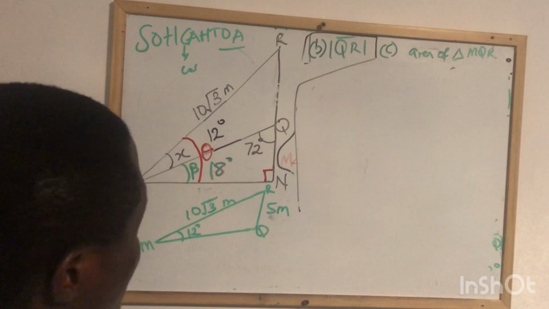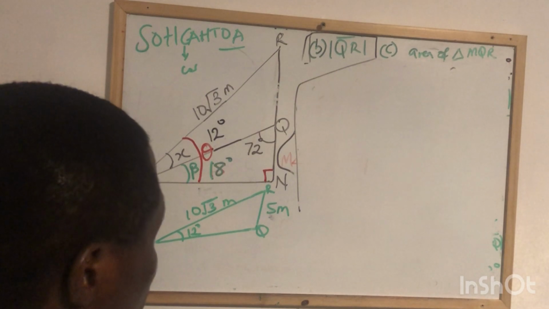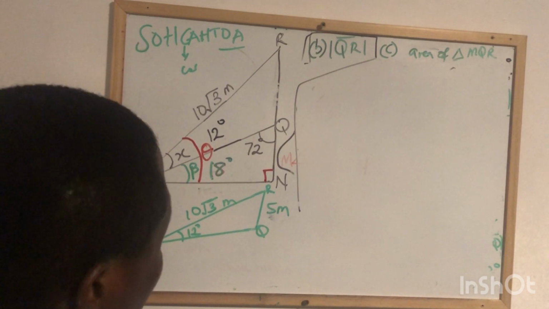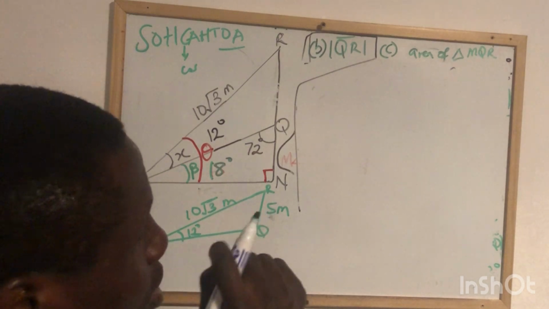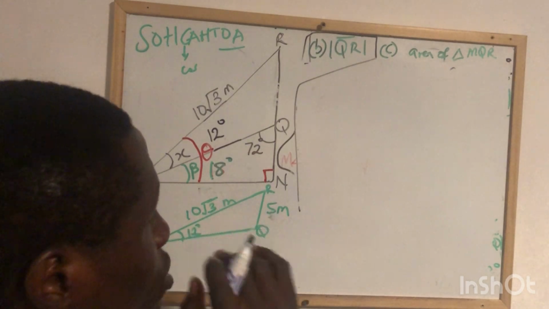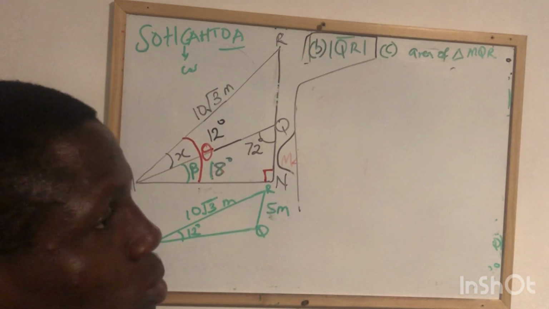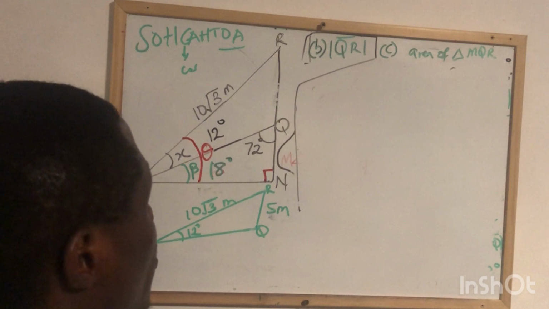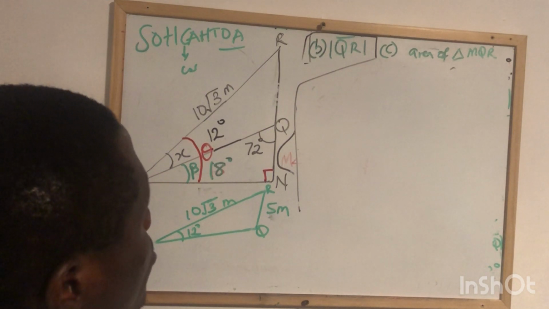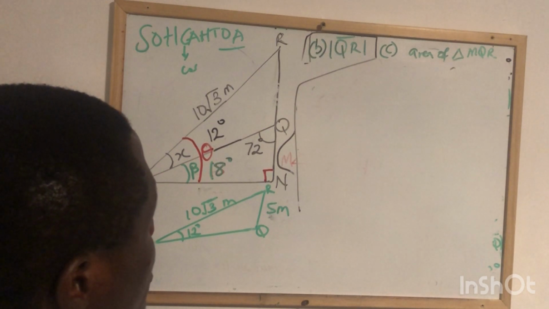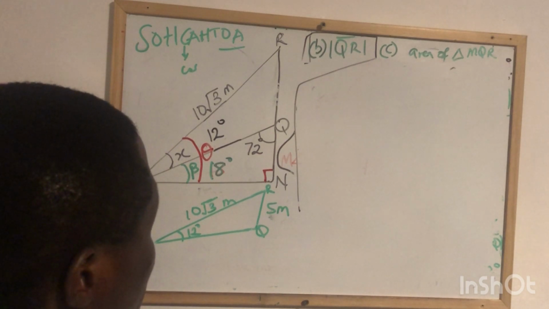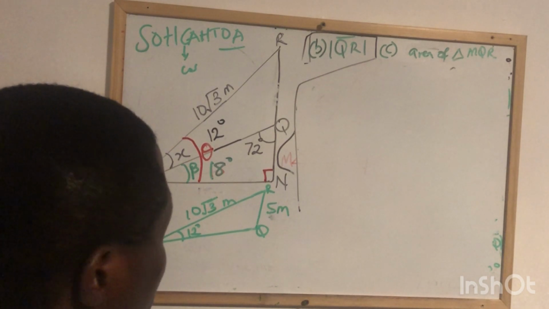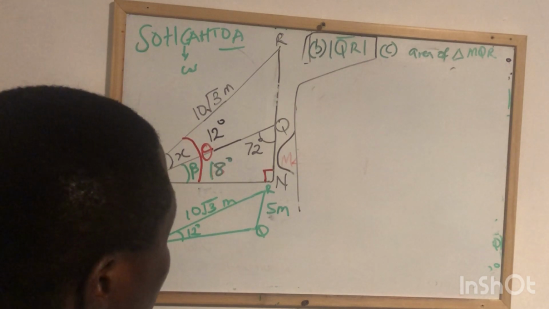So we can easily get our area now. To get our area here, we have one angle, two sides. The best approach here is to use half AB sine theta to get area. In fact, that's the basic formula to get area.